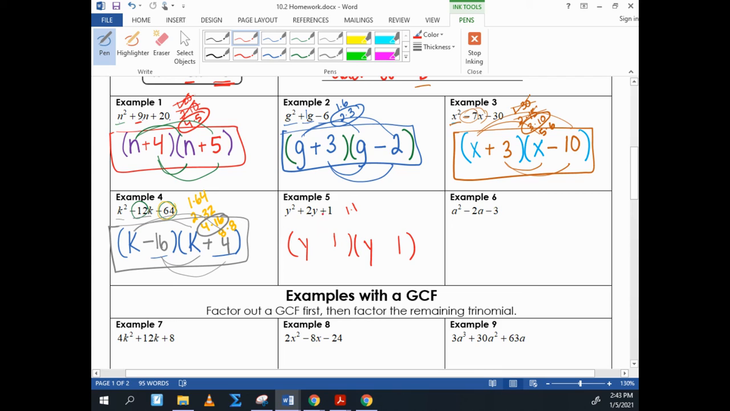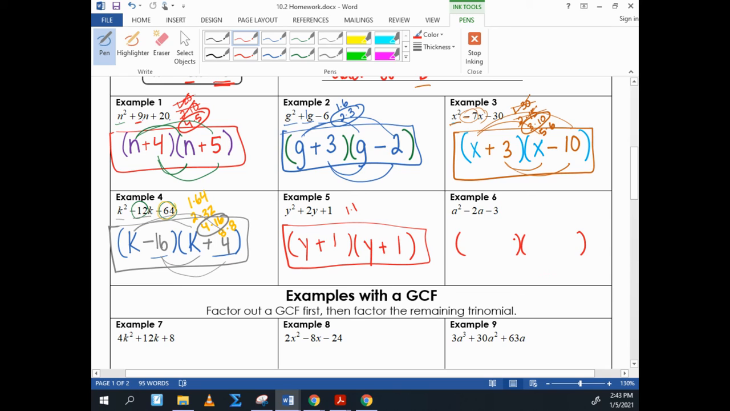But then just look at the signs. They've got to be the same sign. So these were all different because this was a subtract. Oh, those are the same. But these are both going to just be a positive 1 right there. And that is your final answer. You're done there. All right, this next example number 6, we're going to do the same thing.